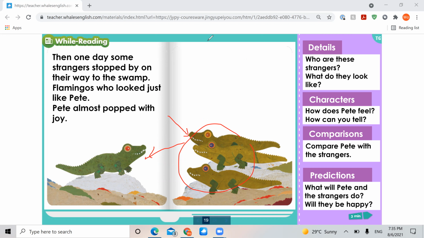That's right, they're green. Do they have 2 feet or 4? 4. Do they have feathers? No, you're right. How do you think Pete feels now? Can you tell me which sentence makes you know that Pete is happy? Spot on. Almost popped with joy. Great.